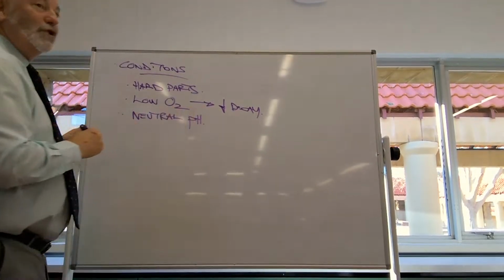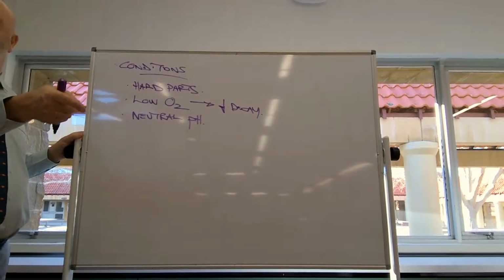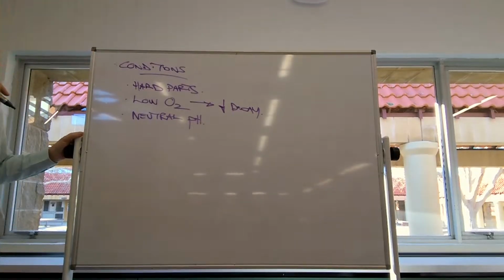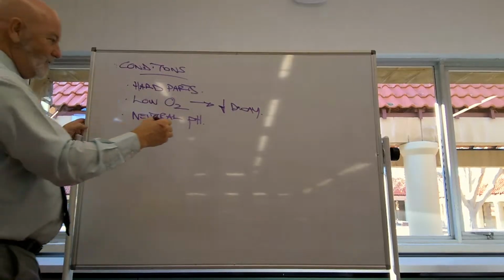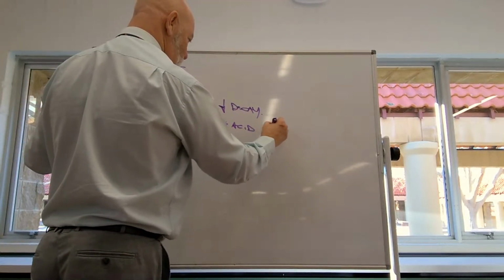Okay. What about neutral pH? What is pH? pH is a measure of something that starts with A. Acidity. Now, a neutral pH means it's not acidic. Why don't you want it to be acidic? Because it will dissolve. Well done. Because acid dissolves bones.